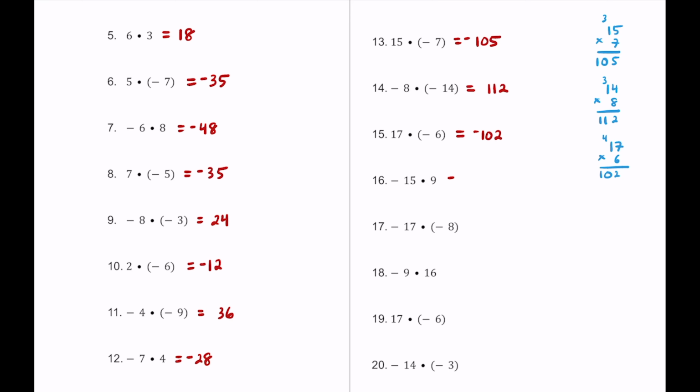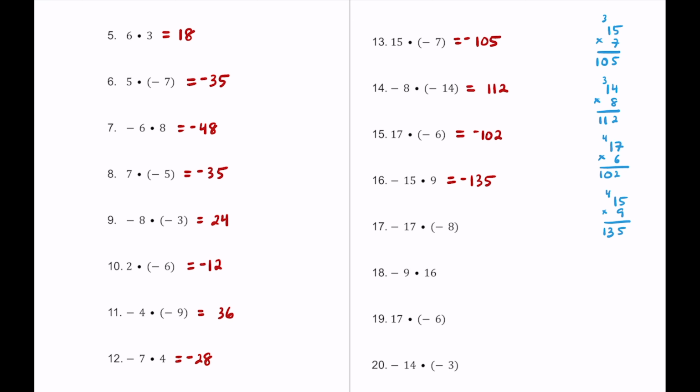Okay. Moving on to number 16, we have negative 15 times 9. Well, let's see what 15 times 9 is. So 5 times 9 is going to be 45, carry the 4. 9 times 1 is 9 plus 4 is 13. So we're going to get 135. And this is going to be negative since we have one opposite sign. So we're going to get the opposite of 135, or negative 135.